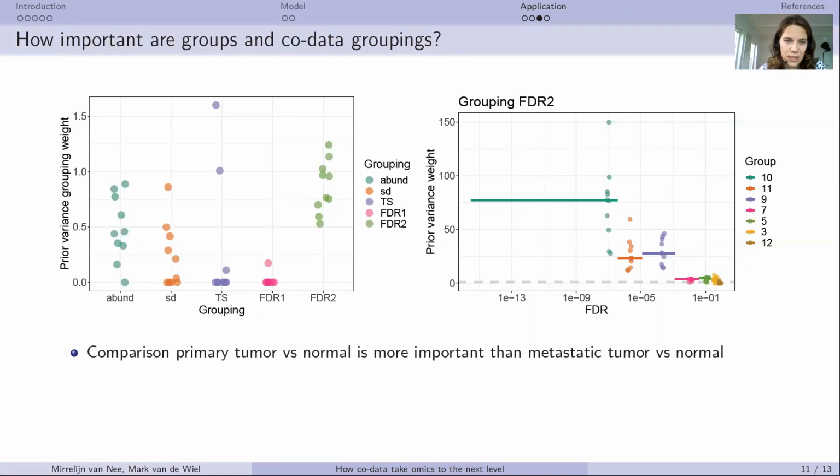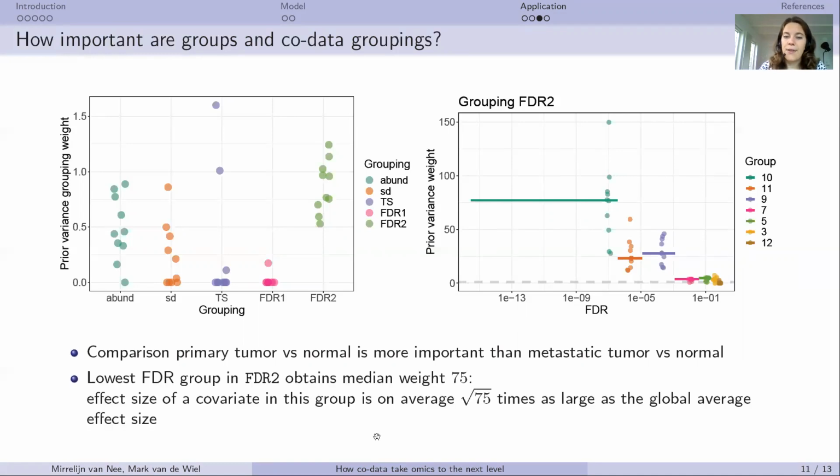So that's quite interesting. And if you look at the prior variance weights inside this grouping, then you can interpret these results. So the group with the smallest FDR values obtains the largest prior variance weight. And it means that a covariate in this group has an effect size that is on average the square root of 75 times as large as the global average effect size.